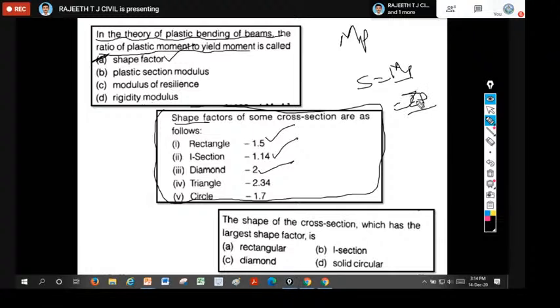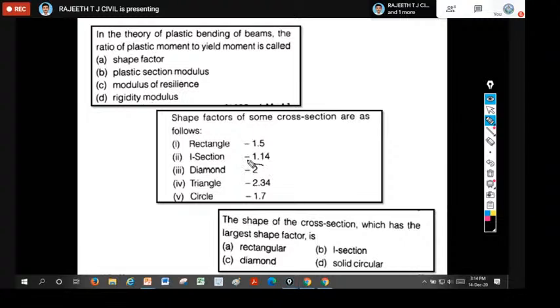So, plastic section modulus to elastic section modulus. Diamond is 2, triangle is 2.34, circle is 1.7. So amongst these, the highest is the triangle. Triangle has the highest shape factor. Therefore, if you provide a triangle shape, that will take more moment and load.